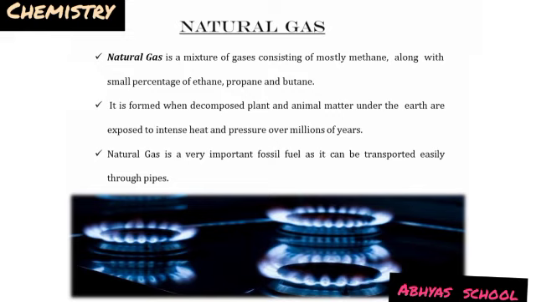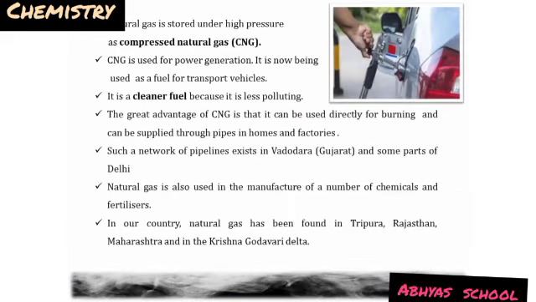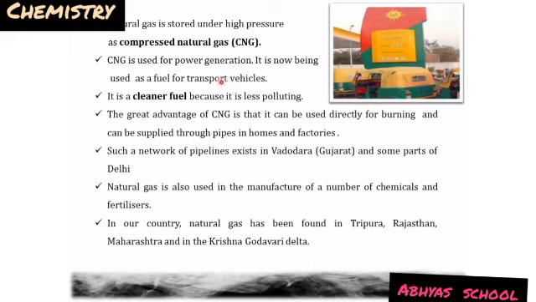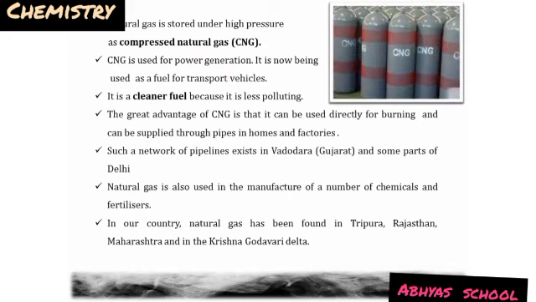And usually natural gas is found near the petroleum underground, and it is extracted by oil drilling. Okay, so natural gas is a very important fossil fuel as it can be transported easily through pipes. Natural gas is stored under high pressure as compressed natural gas. This compressed natural gas or CNG is used for power generation. It is now being used as a fuel for transport vehicles. It is a very clean fuel because it is less polluting.